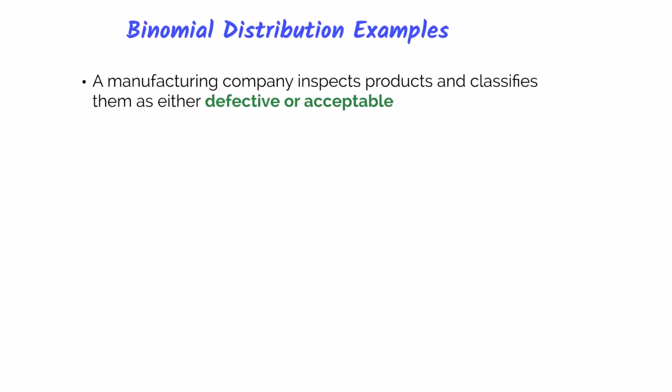Some examples of when we use the binomial distribution would be when a manufacturing company inspects its products and classifies them as either defective or acceptable. In this case, our success would be the defective parts because that's what we're looking for, and failure would be the acceptable parts. So you can see that success and failure do not necessarily mean negative or positive things, but rather what is our event of interest.